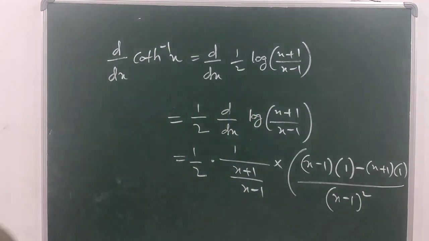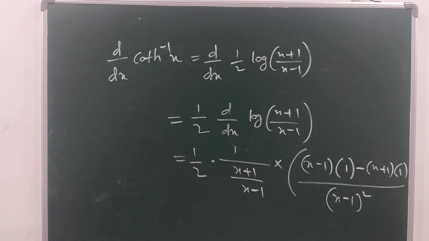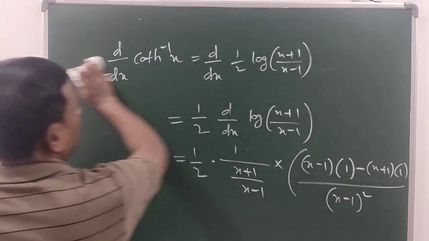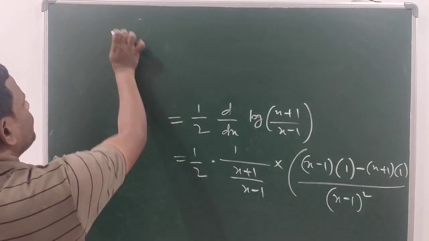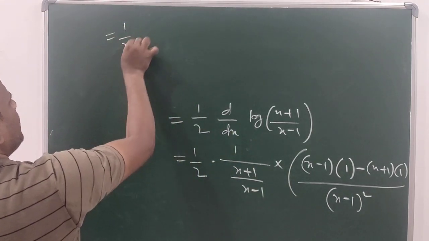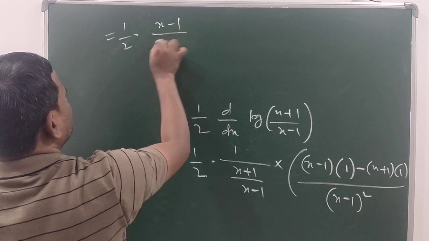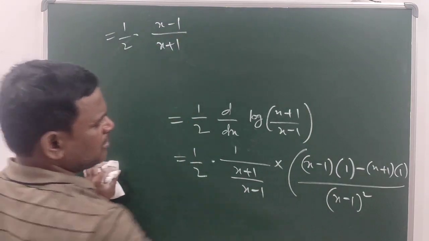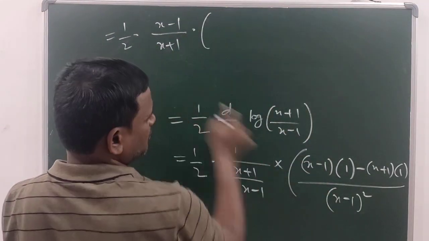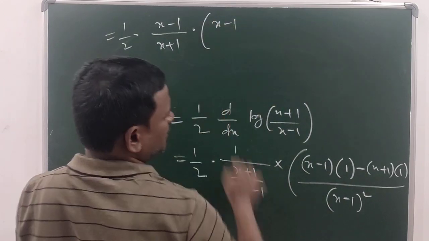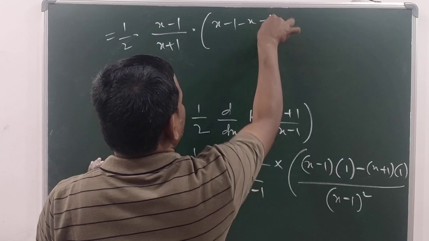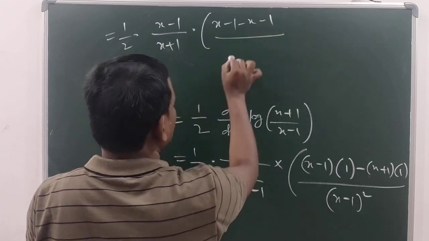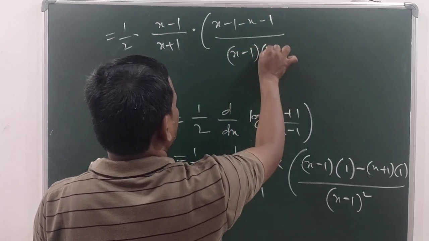Now simplify that. So if you simplify, now what do you get? So this x minus 1 will go into the numerator. 1 by 2 of x minus 1 by x plus 1, and here x minus 1. Now here minus x minus 1 whole by x minus 1 into x minus 1.